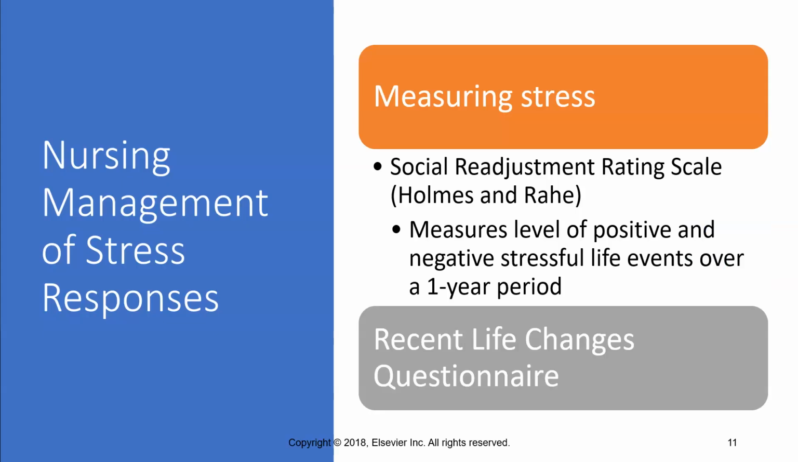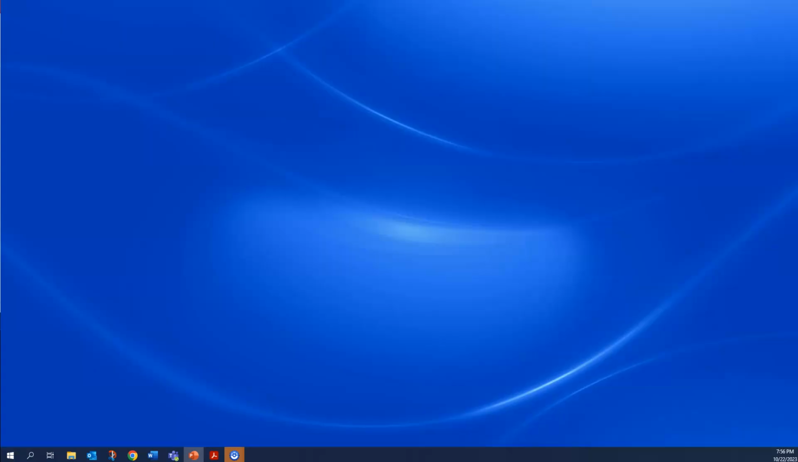So, as nurses, we need to be able to measure stress. And the one we're going to talk about is the Social Readjustment Scale, known as the Holmes scale. It's the recent life changes questionnaire. I'm going to go ahead and switch over to it so you can see.